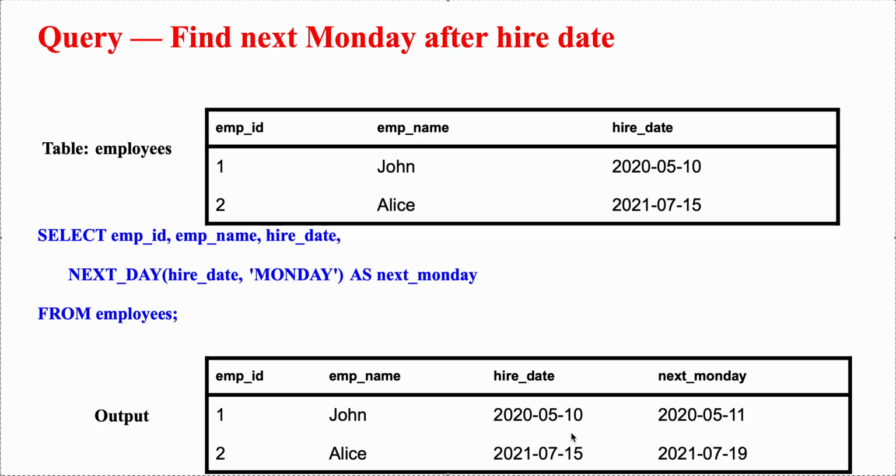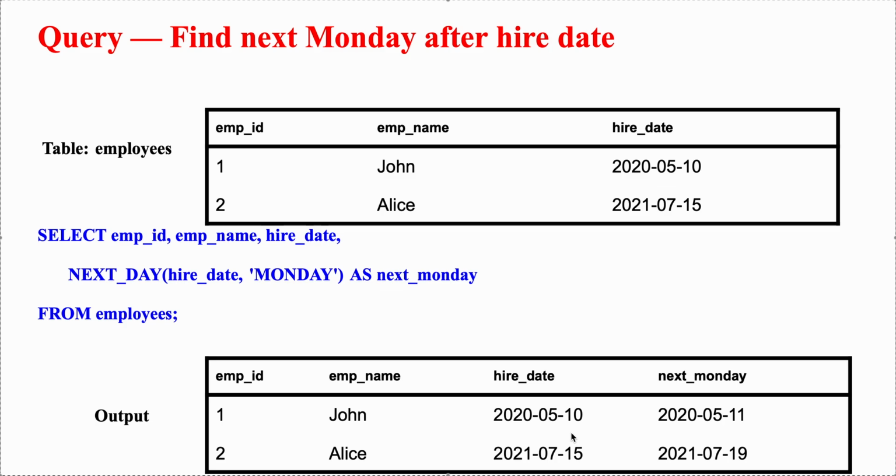Here's a simple example of using next day. Let's say we want to find out the date of the next Monday after each employee's hire date. Here's the query. Select employee ID, employee name, hire date, next day(hire date, 'Monday') as next Monday from employees. So what this does is for each employee, it looks at their hire date and then tells us when the next Monday falls after that date.